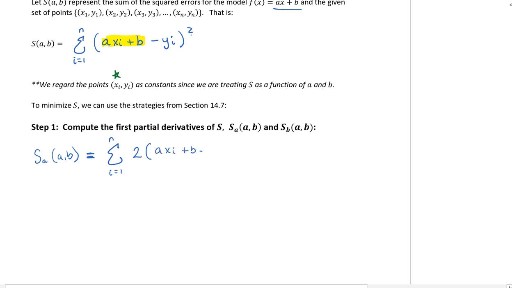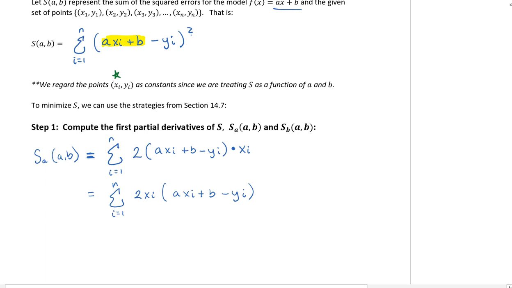And then we need to take the derivative of the inside function with respect to a. There's where our a term is, and the derivative of that with respect to a would be x sub i. Doing a little bit of rewriting, that's the sum from 1 to n of 2x sub i times the quantity a x sub i plus b minus y sub i.